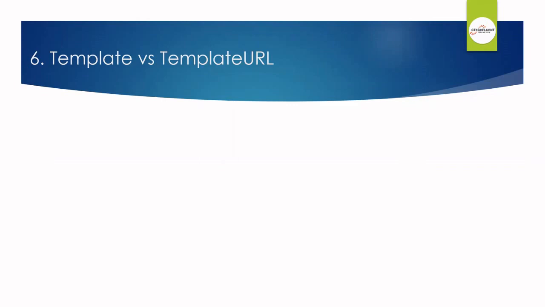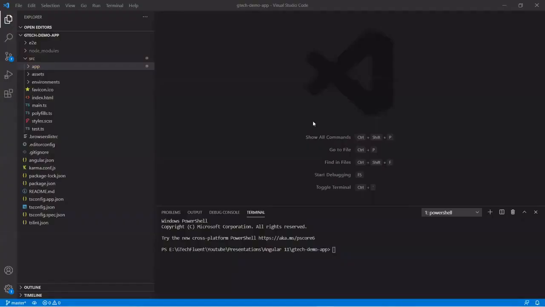That template or view we can create in two ways. The first is an inline template, and the second is an external template. Let's first see what is meant by the inline template. So let's switch to VS Code and see the practical of the inline and the external template. We are in the project which we have created for this video tutorial series.